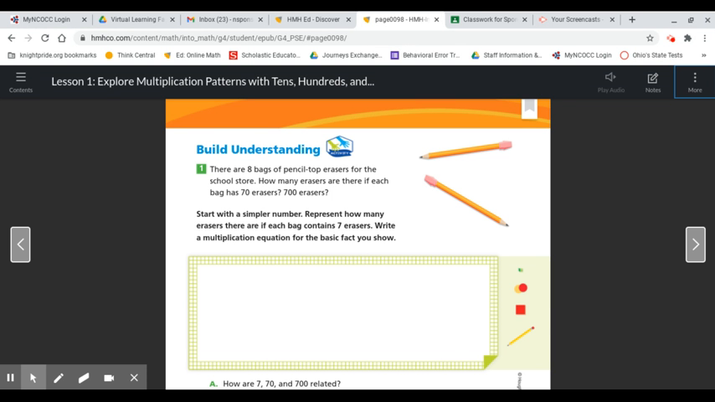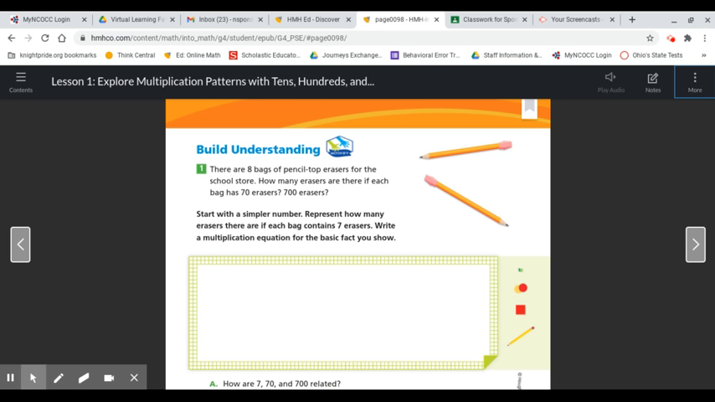On page 78, we're now going to look at the build understanding problem. Question number 1 is, there are 8 bags of pencil top erasers for the school store. How many erasers are there if each bag has 70 erasers? 700 erasers.